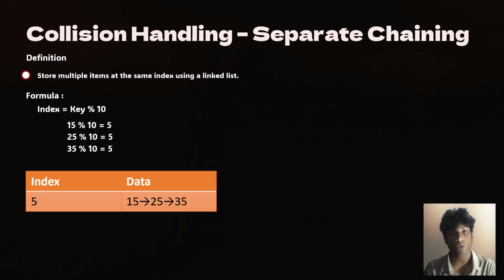When we want to search for a key, the computer first calculates the index using the hash function, as on the slide. It goes directly to index 5. Then, instead of searching the entire hash table, it only checks the small list attached to the index until it finds the correct key. So even though a collision has occurred, all the data is stored safely and can still be retrieved efficiently. That's why separate chaining is one of the simplest and most widely used techniques for handling collisions in hash tables.